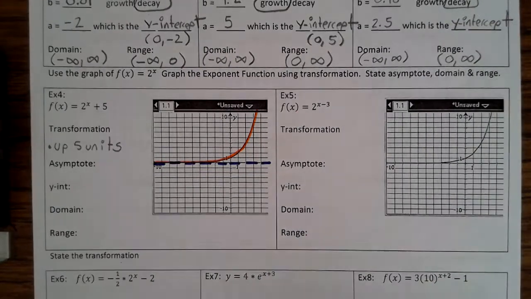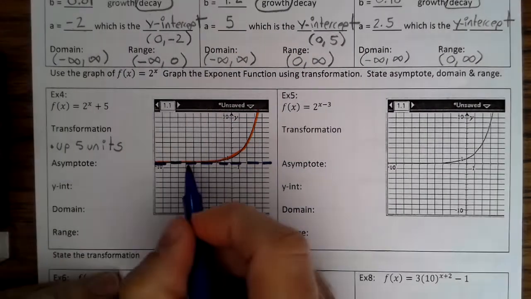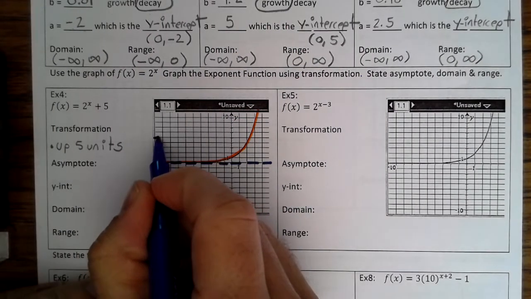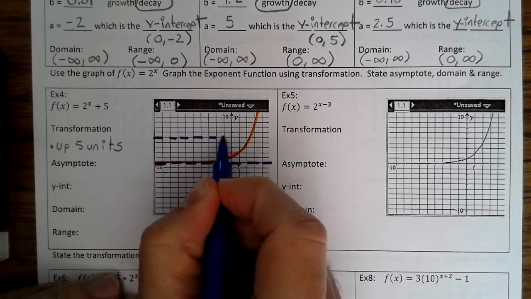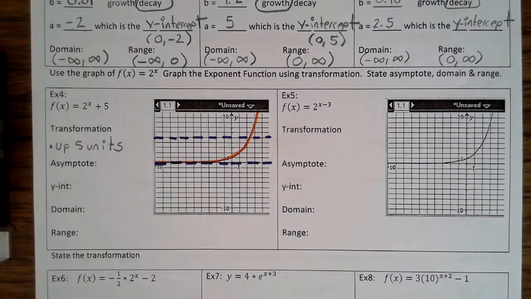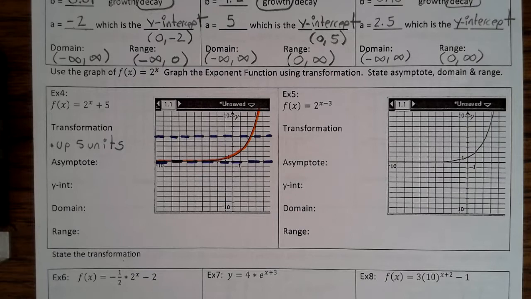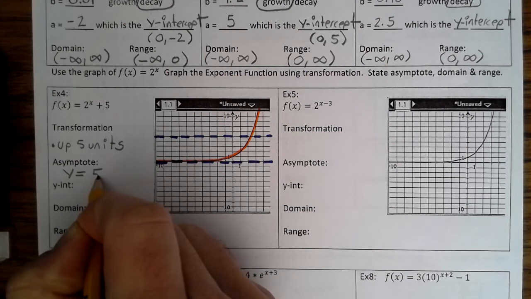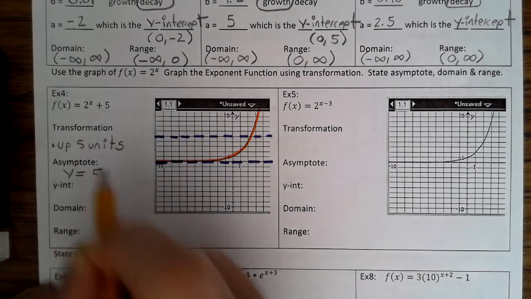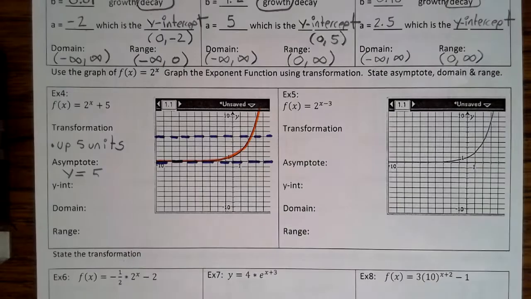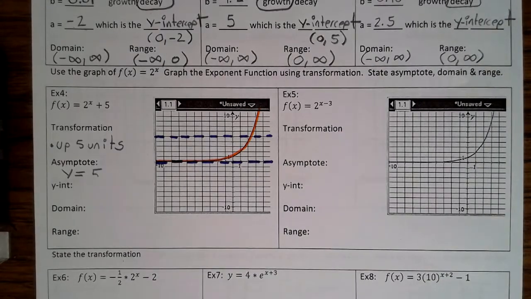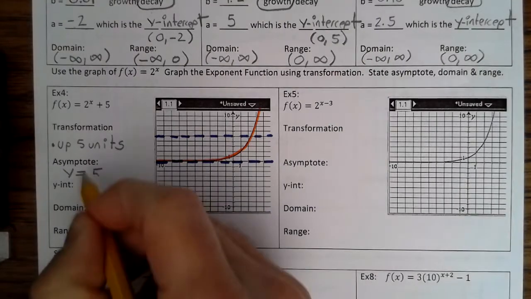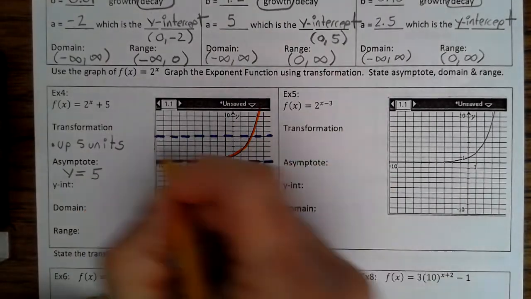Okay. Now, if the transformation goes up 5 units, the asymptote goes up 5 units. So 1, 2, 3, 4, 5. Okay, so the asymptote is at y = 5. Oh, actually, I'm sorry. Yep. Okay, so this is y = 5.